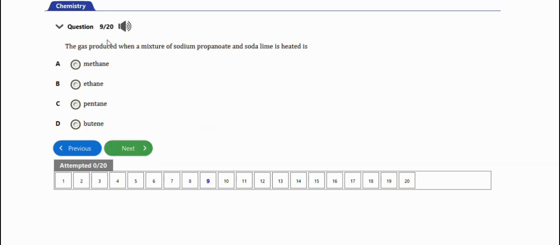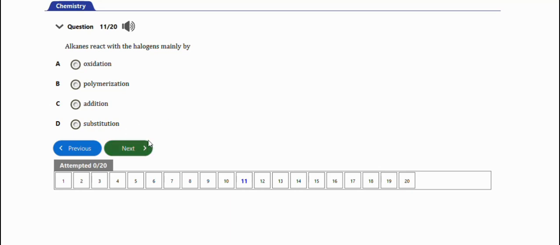The next question says the gas produced when a mixture of sodium propanoate and soda lime is heated is, the right answer is option B, ethane. Very important. The next question says alkanes react with the halogens mainly by substitution, option D. Very important. So guys, alkanes basically undergo substitution reactions and not addition reactions. The reason is that they are saturated hydrocarbons.